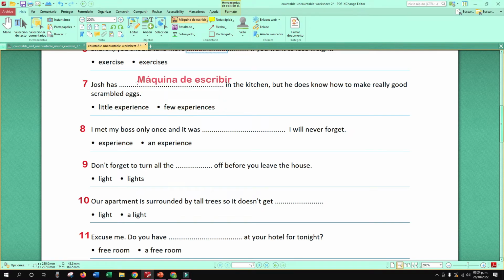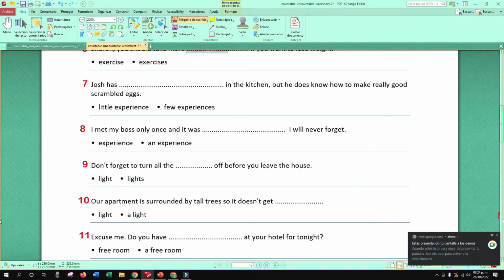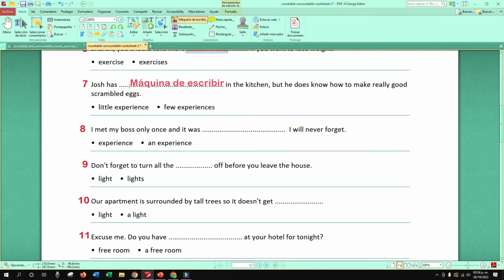What about this one? 7. Josh has in the kitchen, but he does not know how to make really good scrambled eggs. Let's say little experience, right? Excellent. So Josh has little experience in the kitchen, but he does know how to make really good scrambled eggs. Perfect. Very good.